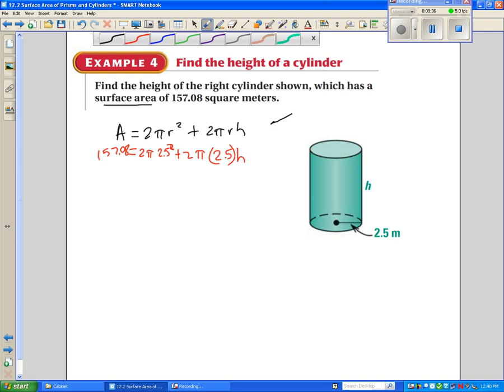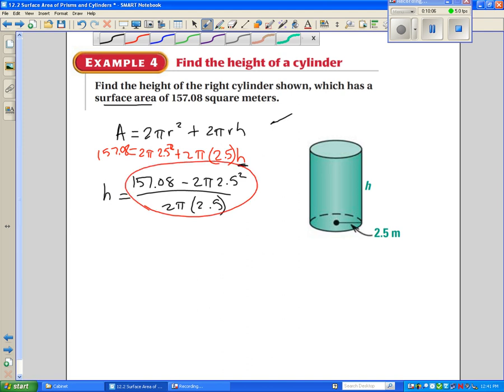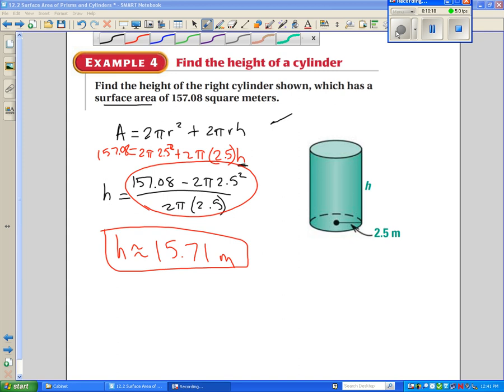157.08. All we need to do is solve for that h right here by undoing everything else that's next to it. So it's just 157.08 minus 2 times pi r squared. And then you're going to take that, you're going to end up dividing by 2 pi times 2.5. You might want to pause the video and think about what I just did. I did all the algebra in one step. If you need to, go ahead and do multiple steps and see if you get the same thing as me. And then it just comes down to a simple plug and chug, since all of this is just numbers. And I get the height to be approximately 15.71. And this is meters. Okay, that's it for the video.